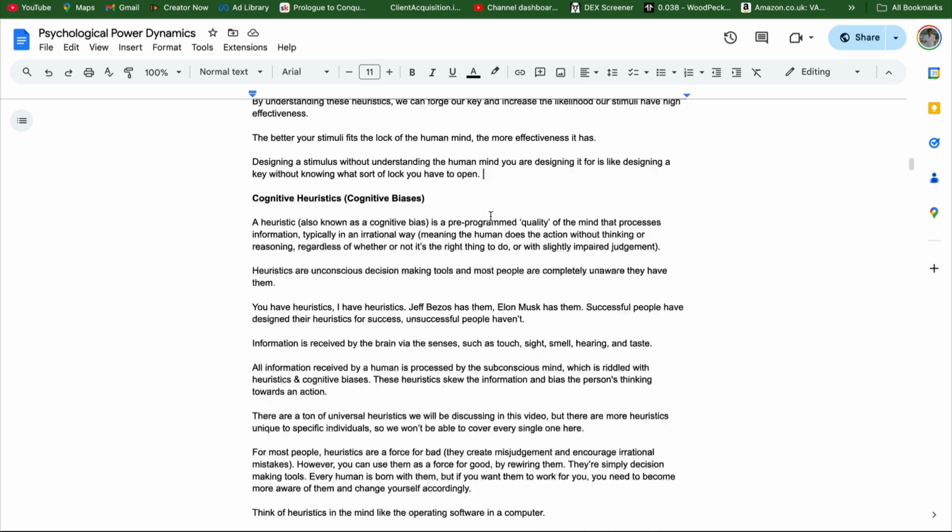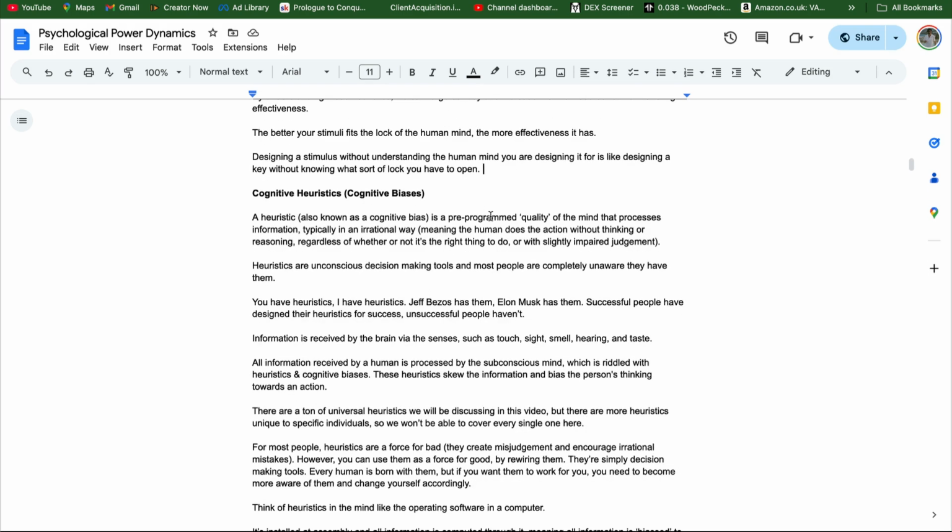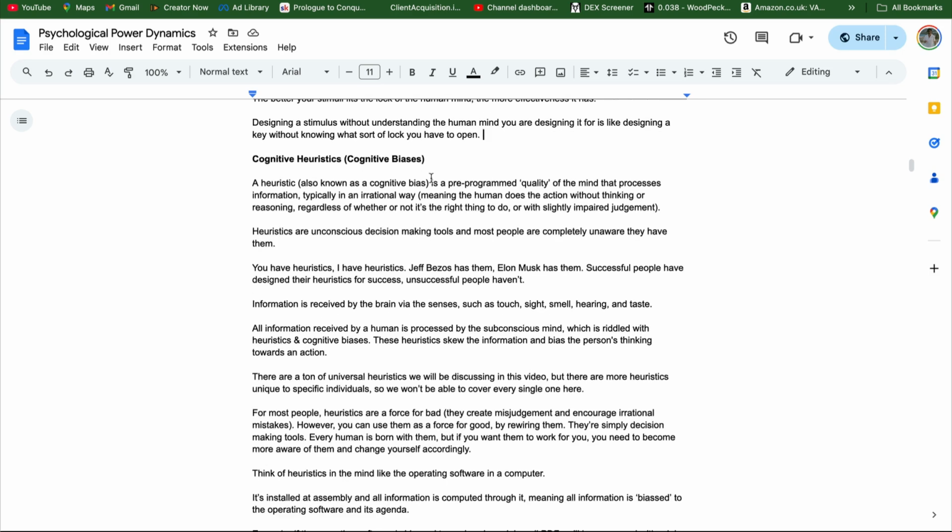It just doesn't work. And so let's look at these cognitive heuristics, aka cognitive biases. I love this stuff. I've been studying this stuff for years, and this is probably why I'm as successful as I am, because I do so much studying on psychology.